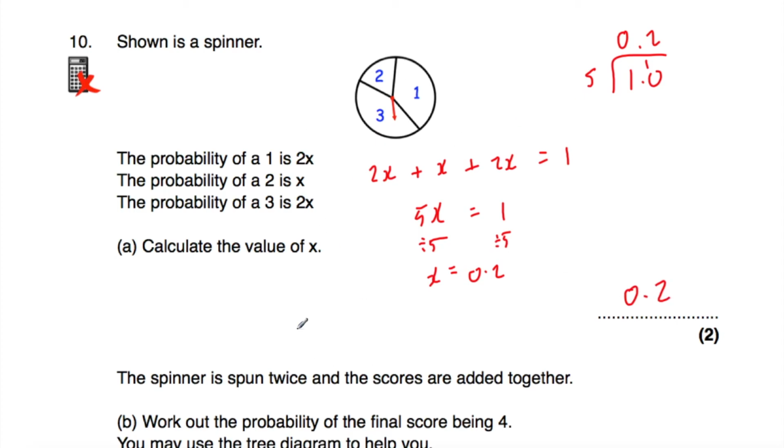At this point, before we carry on, it might be handy to work out these probabilities. So 2x, 2 times 0.2, would be 0.4. x is 0.2, and 2x, 2 times 0.2, would be 0.4. So the probability that this spinner lands on a 1 is 0.4, the probability that the spinner lands on a 2 is 0.2, and the probability that the spinner lands on a 3 is 0.4. So we've got those probabilities.